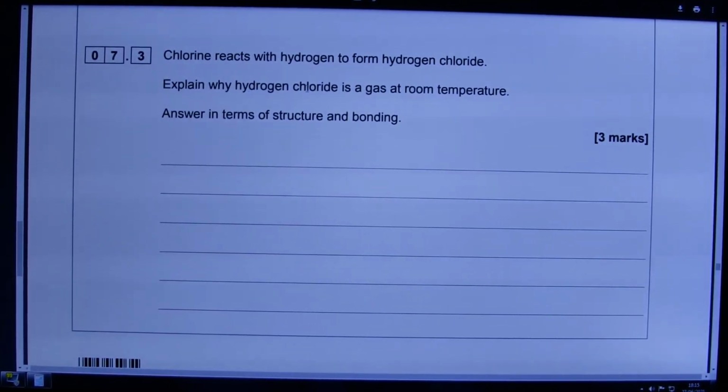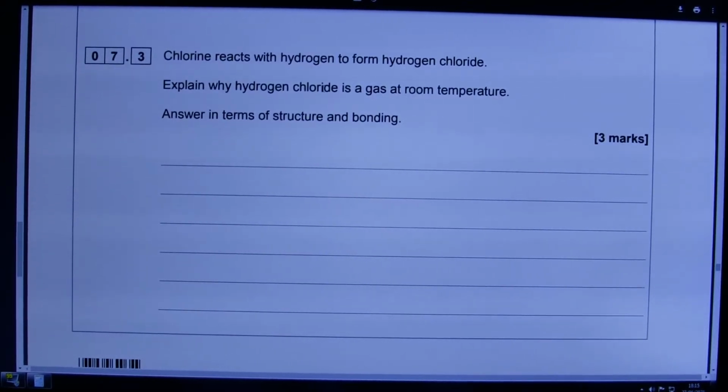Hydrogen chloride, H+ Cl-, it's not going to bond one to another, it's just going to be as is, and it's very light.